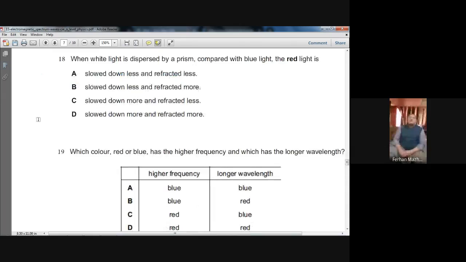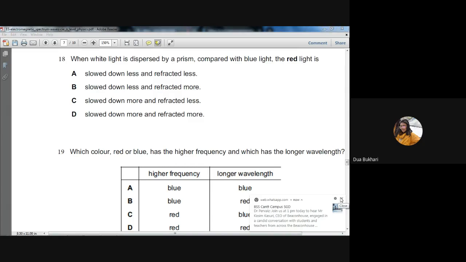When white light is dispersed by a prism, compared with the blue light, the red light is... If you remember, when the white light passes through the prism, we get a color band when the light emerges from the prism. On the top, we always get red, then orange, yellow, green, blue, indigo, violet. So the red in the prism slows down less compared with the blue light. You have to compare the red light with the blue light. It slows down less and is refracted less.